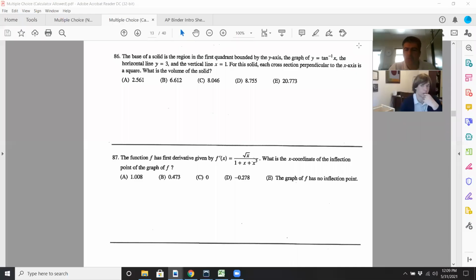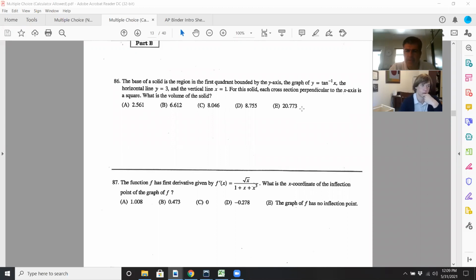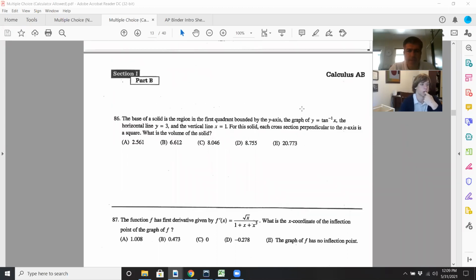Okay. So we're doing a recording here. It's Monday, May 31st, sorry, peer review group. And this is the 2003 multiple choice calculator, pale green packet.